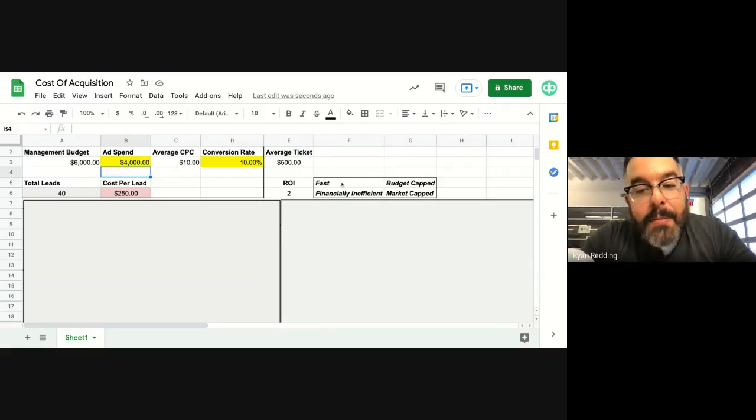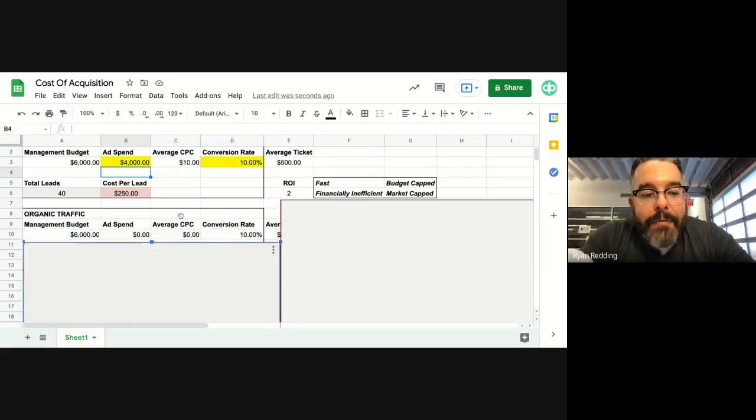But the real things are, it's going to be fast. It's going to be financially inefficient because cost per lead will be high. It will be budget capped, so it will be only as effective as you're willing to pay, and it will be market capped. So at some point you run out of potential to get new leads. If we compare that to organic traffic, paid traffic is good if you want things to be fast. But because it's inefficient, it's sometimes not a great choice. If you want things to be more efficient, here's the approach with organic.